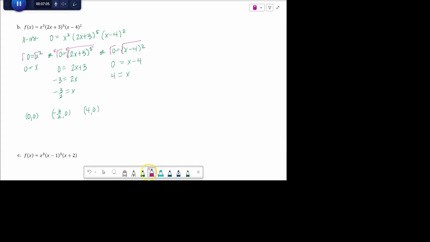And the multiplicities for them are 2 for this one, 5 for this one, and 2 for this one. So the behavior at the x-axis is going to be that it's going to bounce off the x-axis for this and here. But for 5, it's going to go through the x-axis.